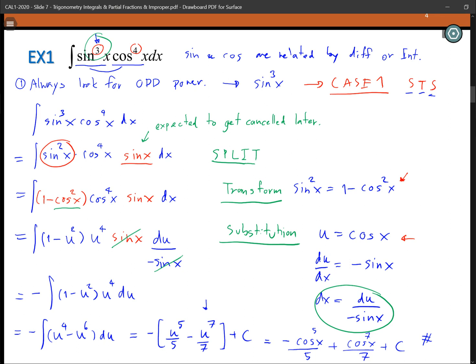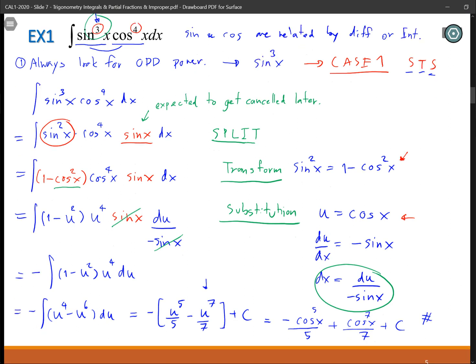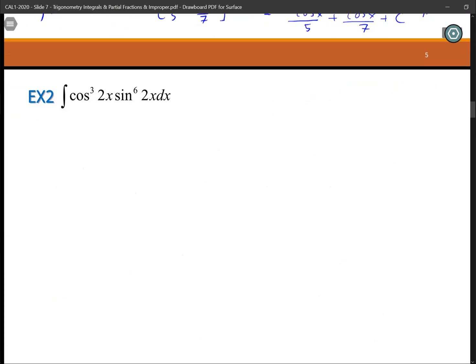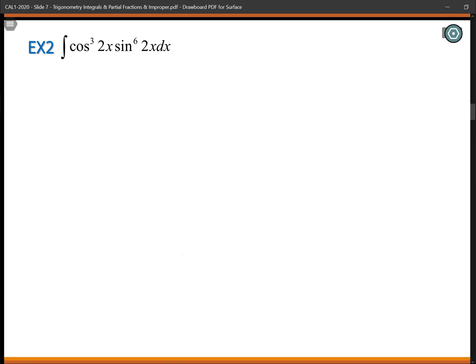Alright, now let's take a look at one more. Once we got used to this guideline, it's going to become much easier. The first time around, it's going to be too many cases. I don't know what to do, right? But if you see some examples, it's going to get better.